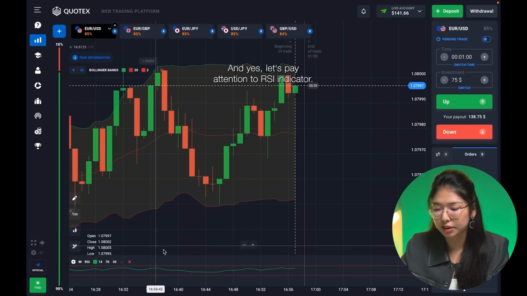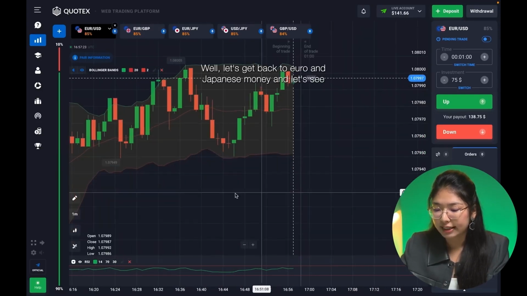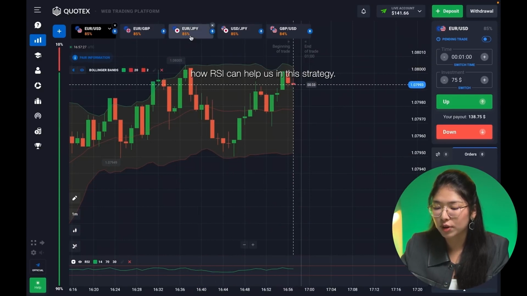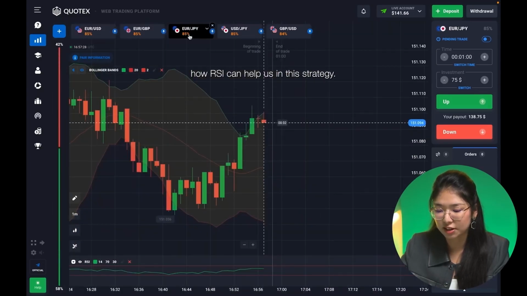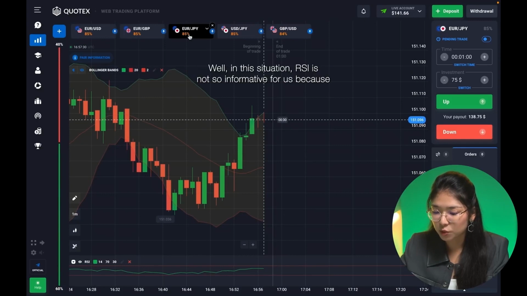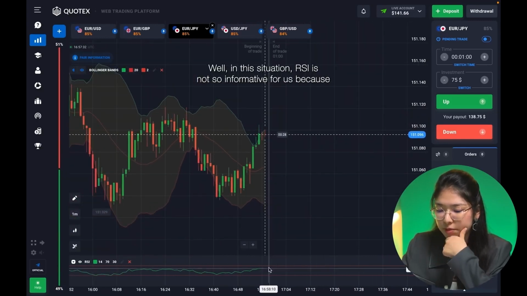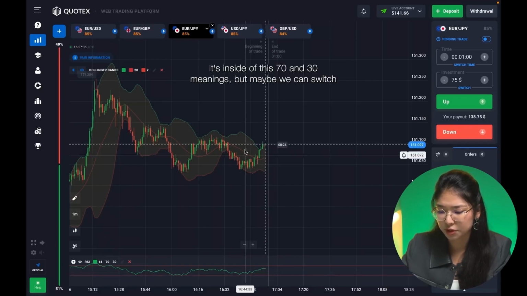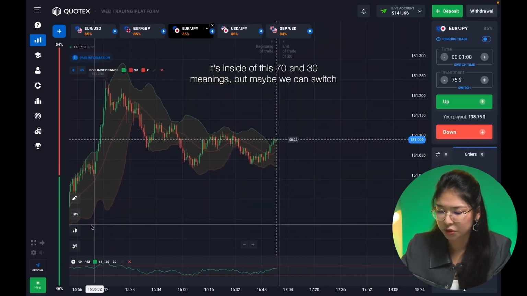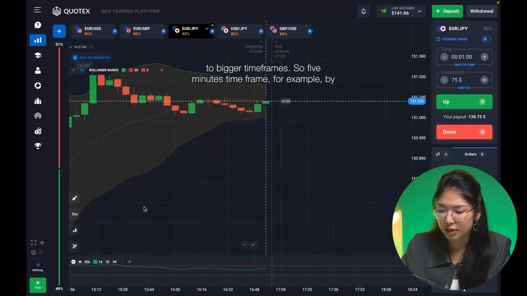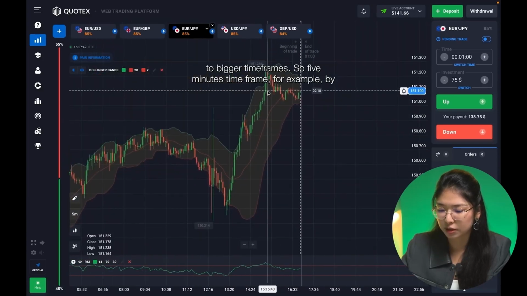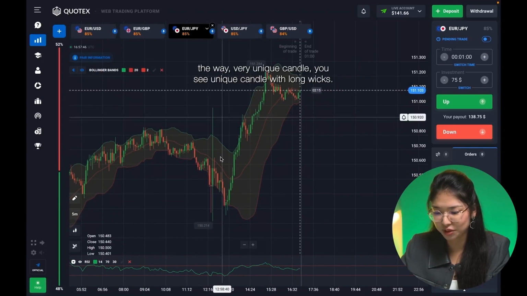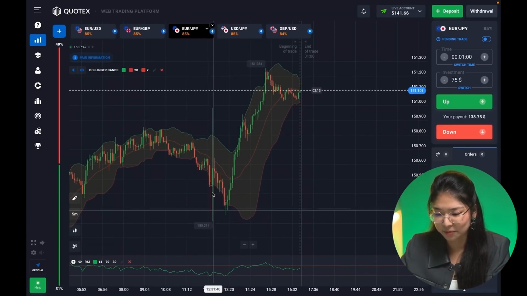And yes, let's pay attention to the RSI indicator. Let's get back to euro and Japanese yen and let's see how RSI can help us in this strategy. So well, in this situation, RSI is not so informative for us because it's inside of these 30 minutes, but maybe we can switch to bigger time frames. So 5 minutes time frame, for example. By the way, very unique candle. You see a unique candle with long wicks.